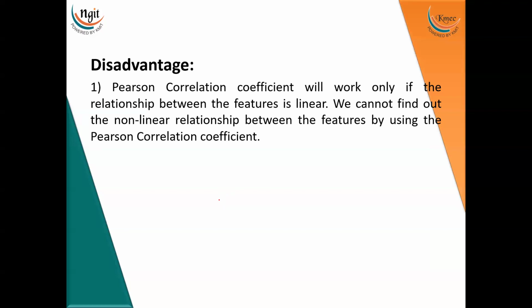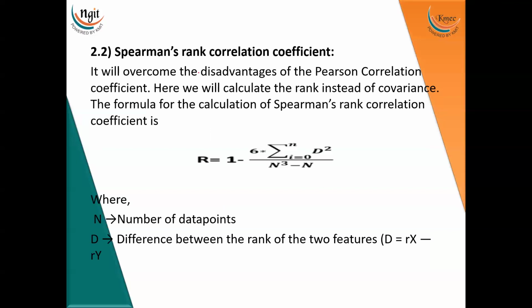But what is the disadvantage with this? The disadvantage is that it will work only if the relation between the features is linear. That is, if there is a straight-line relationship between two variables, it works fine. But if there is non-linear data, then it doesn't fit well. So that's why we go for another method called the Spearman rank correlation coefficient.